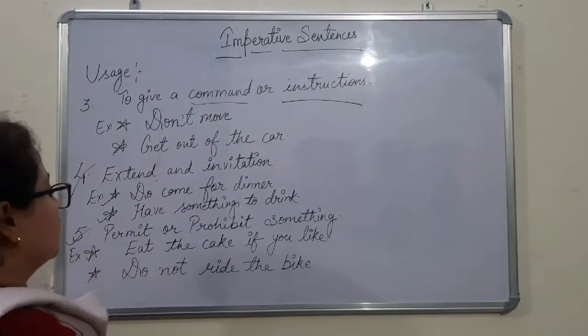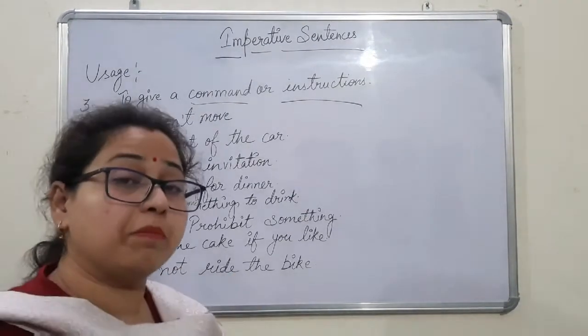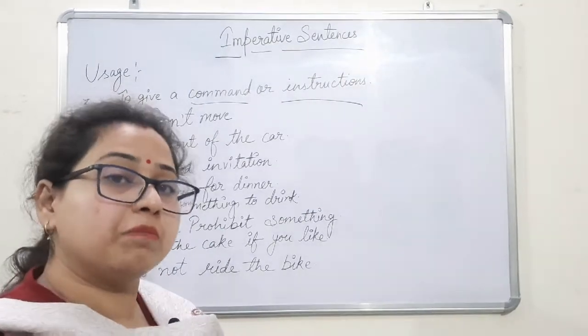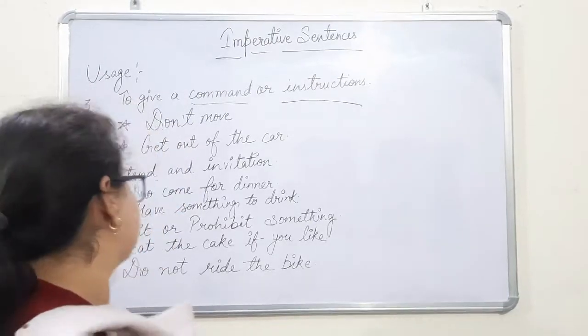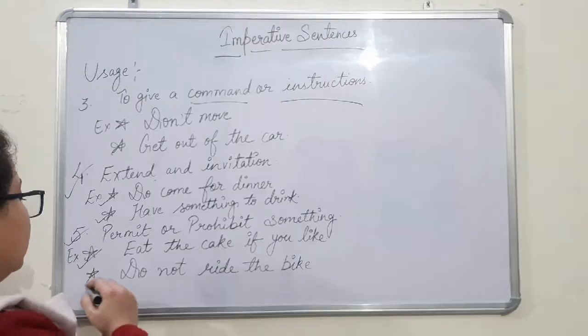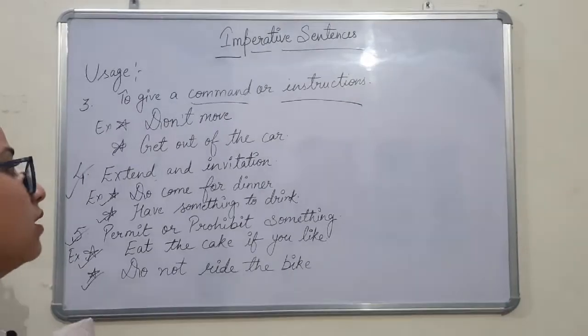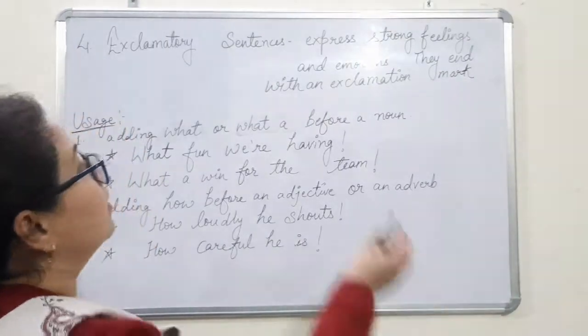The last usage of the imperative sentence is permit or prohibit something. Permit means to give permission, and prohibit means do not give any permission, in a negative sense. Like permit, eat the cake if you like, and prohibit, like do not ride a bike or do not ride a car. Now we have exclamatory sentences.